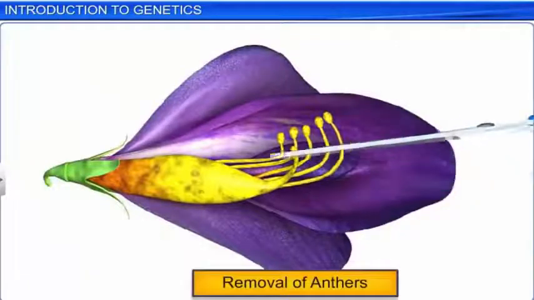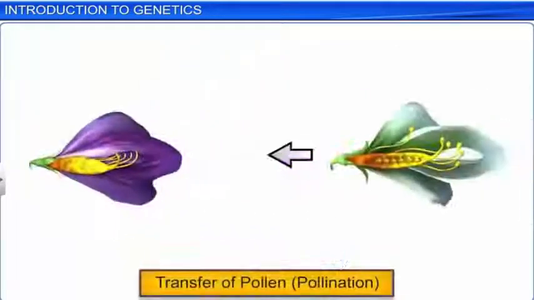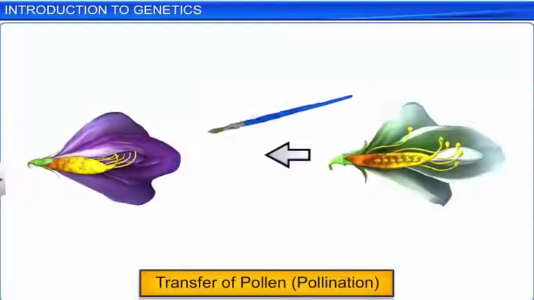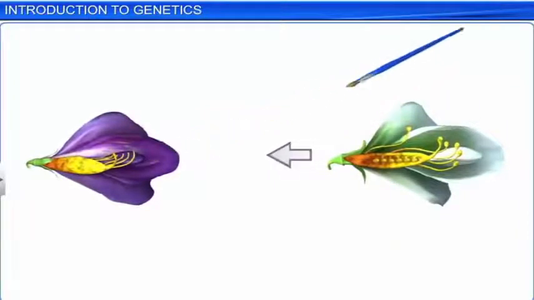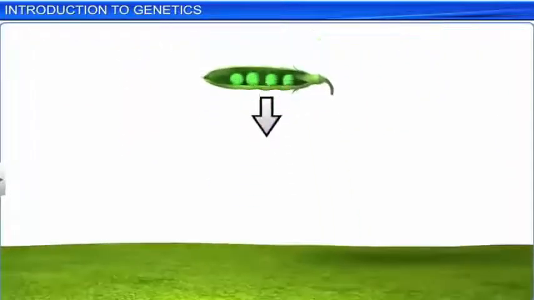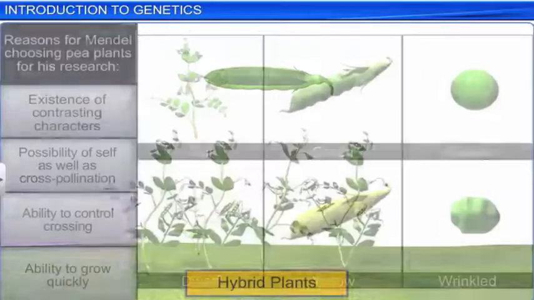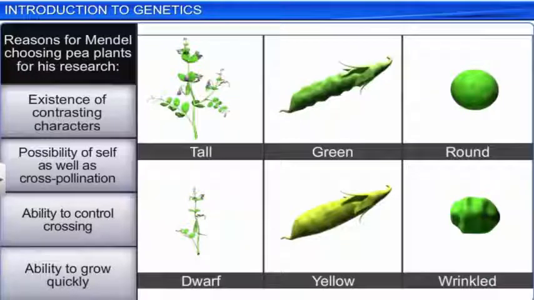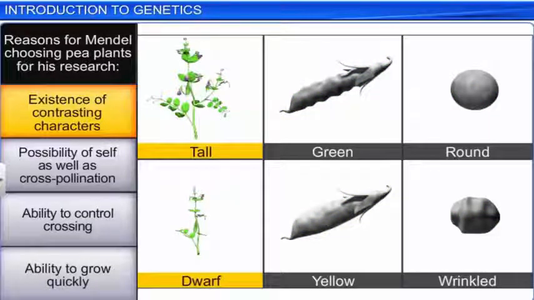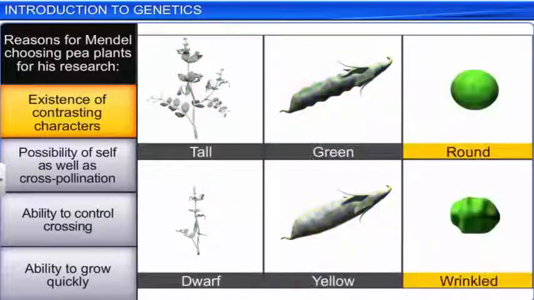Hybridization is the process of crossing two individuals differing in at least one character, resulting in a hybrid individual. The reason for Mendel choosing common pea plants for his research was that the plant had various contrasting characters, such as length of the plant, color of the pod, and shape of the seed that were visible to the naked eye.